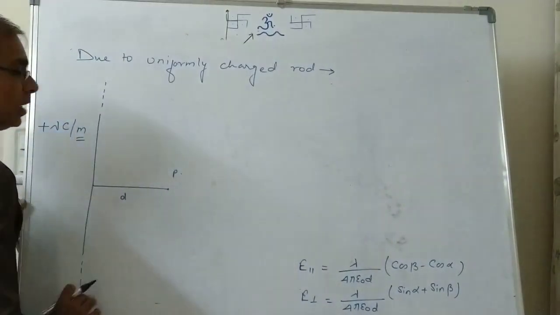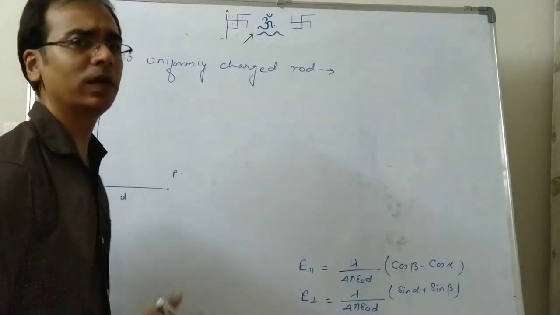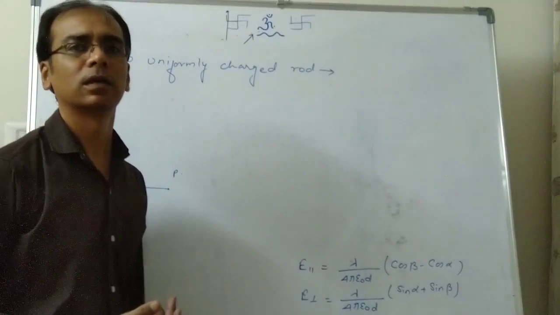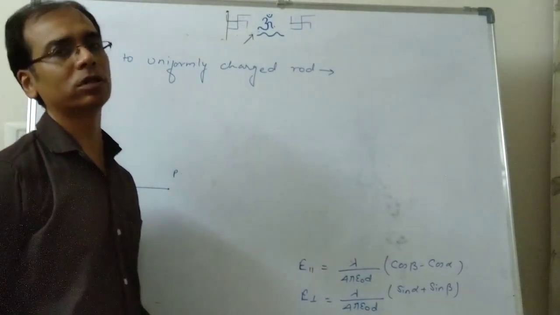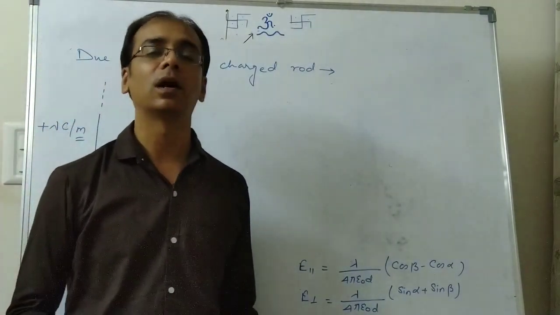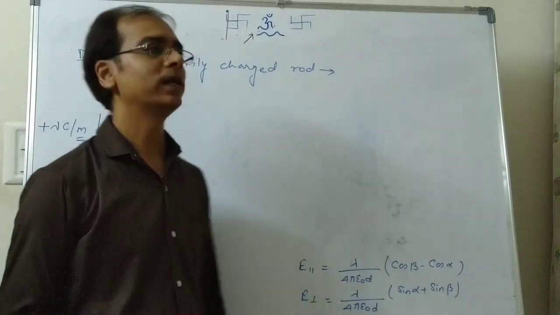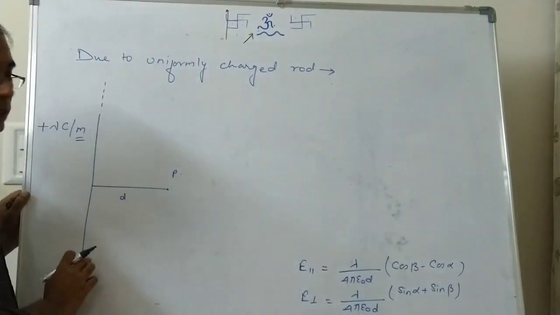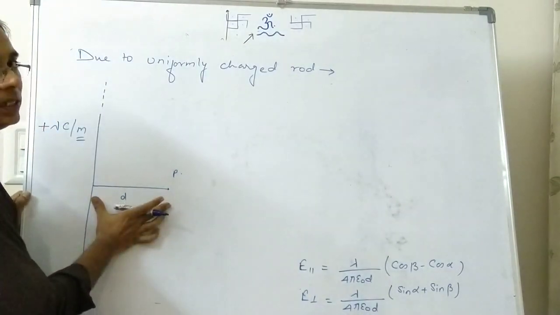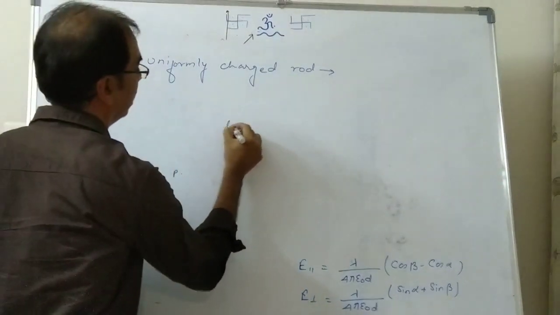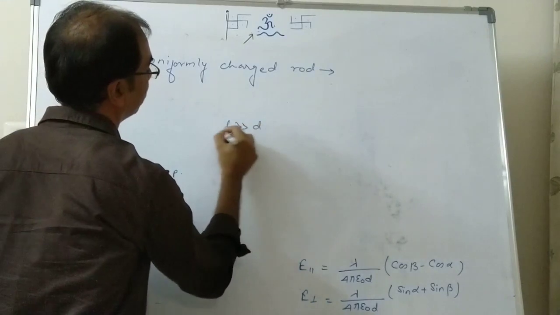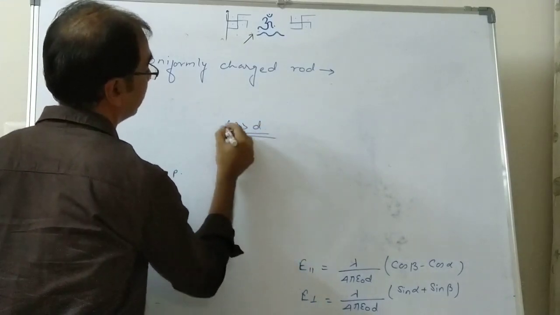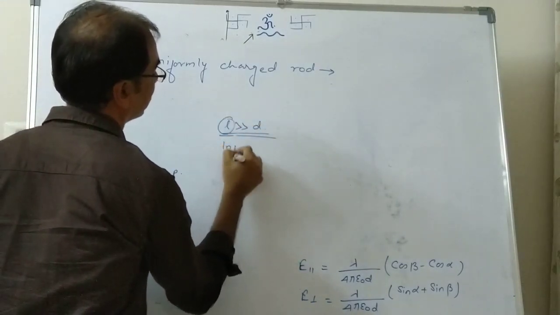So this is infinite. First of all, what is the meaning of infinite? Do we have an infinite length of wire actually? Because if we do not know what infinite is, then how will we solve it? So infinite basically means the length of the wire is very large as compared to this d. If L is very, very large as compared to d, then we can call this an infinite length wire.